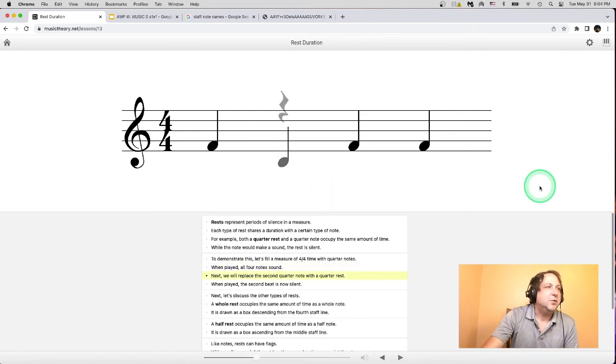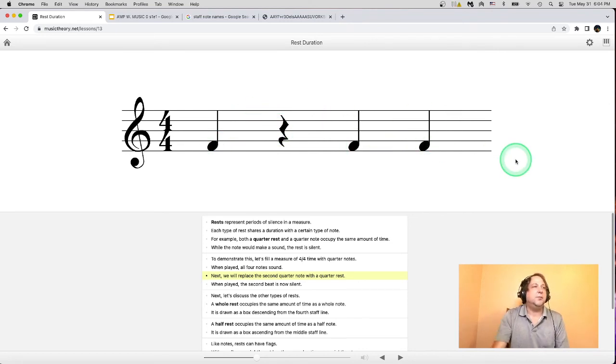Now, let's move to one of those notes and change it into a rest. Now we have 1, 2, 3, 4. Because 1 gets a clap, 2 doesn't. 3 gets a clap, 4 gets a clap. 1, nothing, 3, 4. 1, nothing, 3, 4.